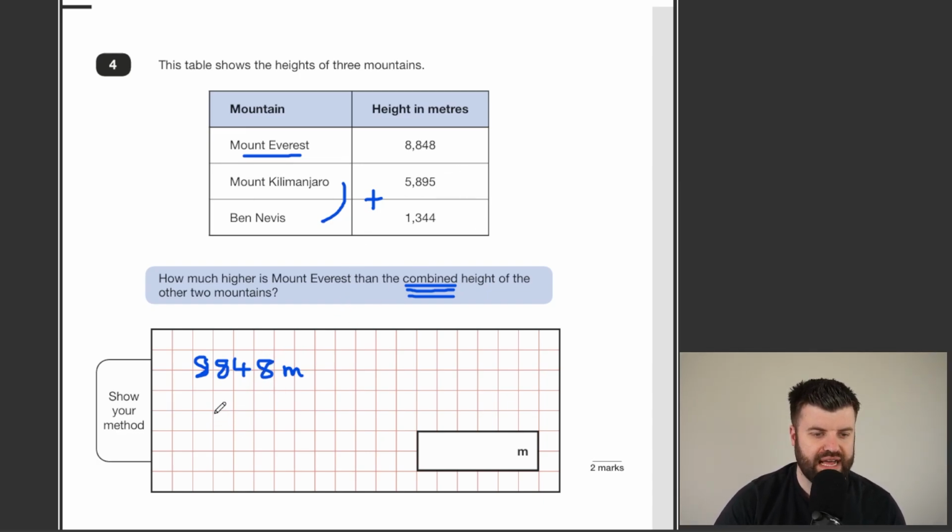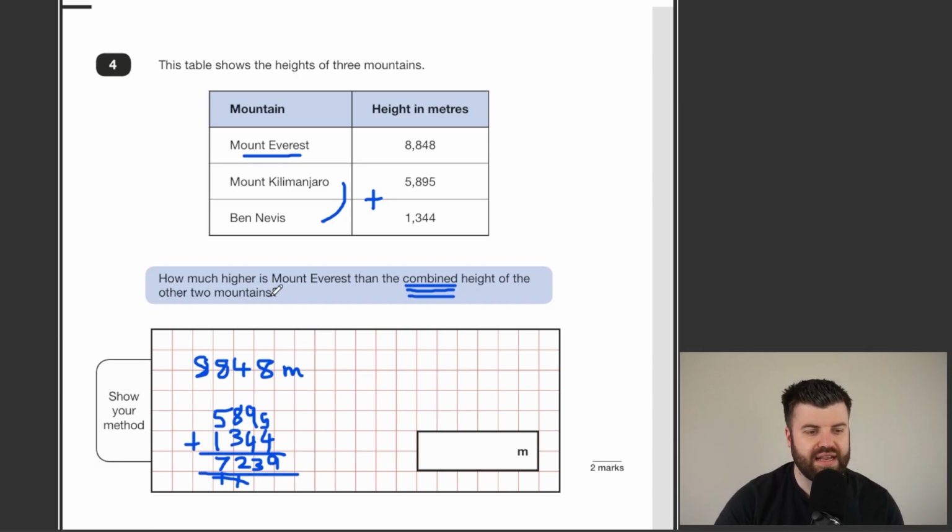Because what I'm going to do now is add together 5,895, which is Kilimanjaro, and I want the combined height with Ben Nevis. So that's 1,344. So 5,895 plus 1,344. Let's add those. 5 plus 4 is 9. 9 plus 4 is 13. 8 plus 3 is 11, plus 1 is 12. 5 plus 1 is 6, plus 1 is 7. So we have 7,239.